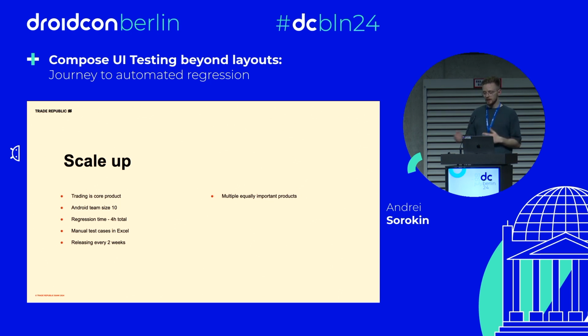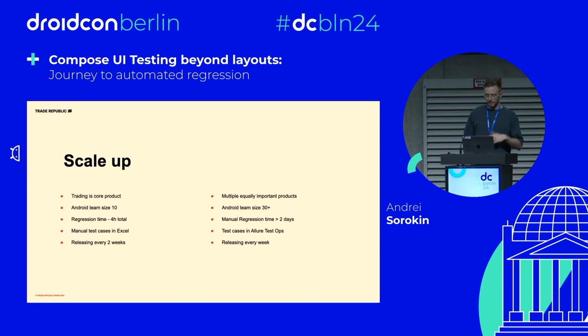Now, when we scale it up, we have multiple equally important products, a relatively large Android team, now more than 30 people. And then we also have an estimated manual regression time of over 2 days. And at least we store the test cases in a proper test case management tool now. But the thing is, we want to release every week.